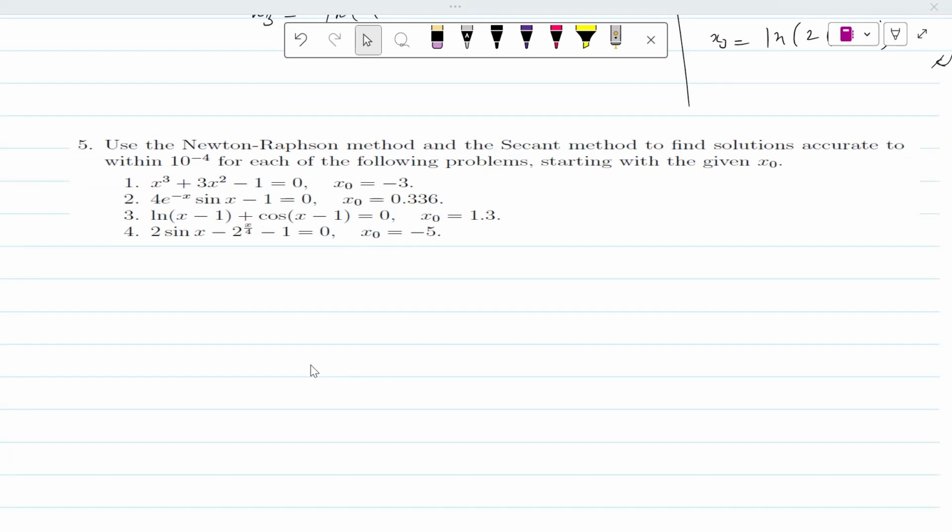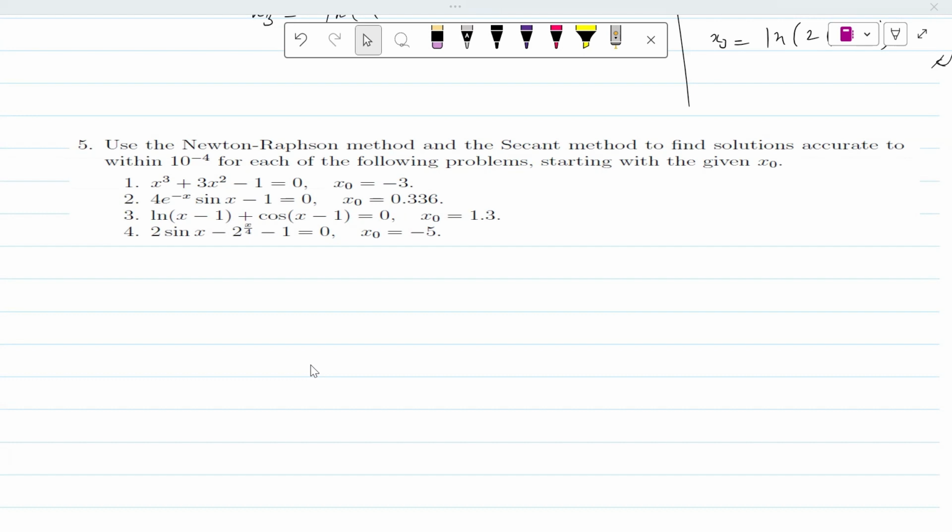Look at the condition given to us. We have to find the solution accurate within 10 to the power negative 4. This means that we have to be checking that error every time we do the iteration, just like we've been doing before.